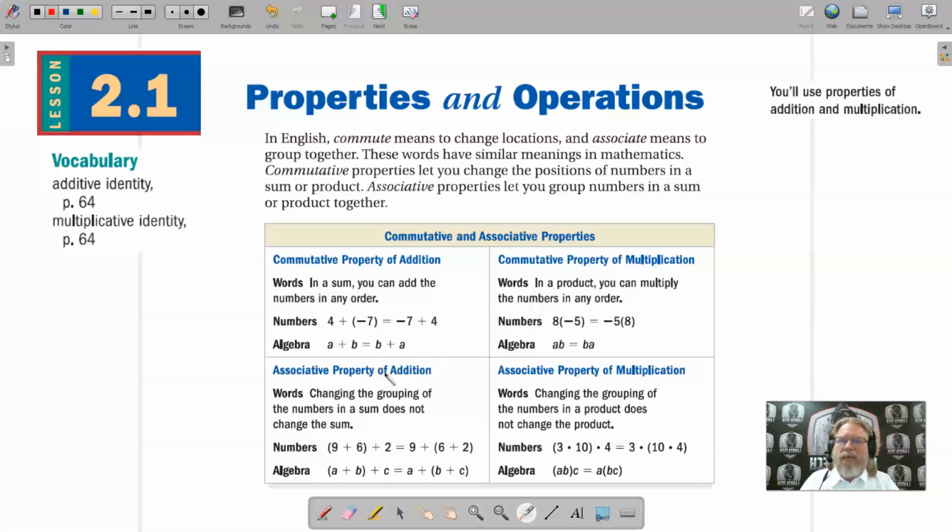Next is the associative property of addition and the associative property of multiplication.